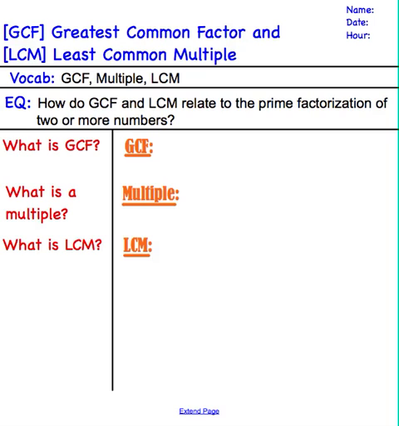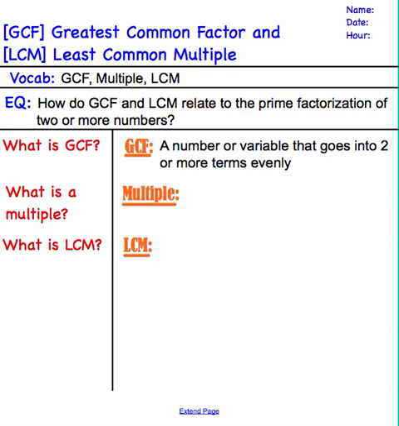We spent the last 2 days dealing with defining whether numbers are prime or composite, and then finding the prime factorization of those numbers. So today we're going to start looking at greatest common factor and least common multiple. Now the question comes about, well, what is GCF? GCF is a number or variable that goes into two or more numbers evenly. And well, that's the first part we're going to take a look at today.